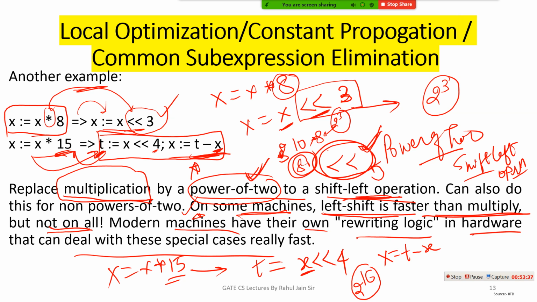Okay, so this is another example of local optimization, because we are doing it in a block, and this is called local optimization. So guys, is it clear to everybody? Is it clear to everybody, guys?